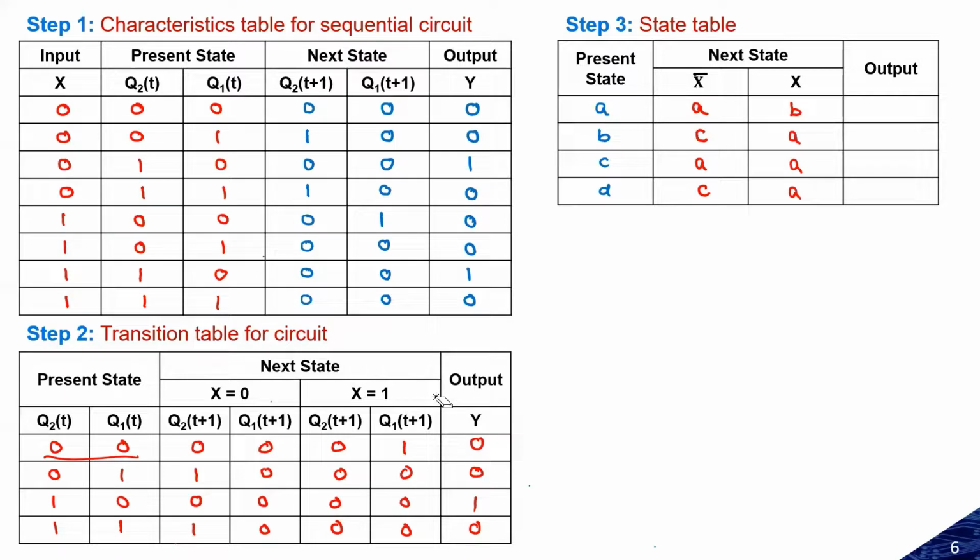Now let us talk about the output. Here I have Y is equal to 0, and Y is equal to 0, that indicates Y complement. So I can write in terms of Y complement. Next one is also Y complement.